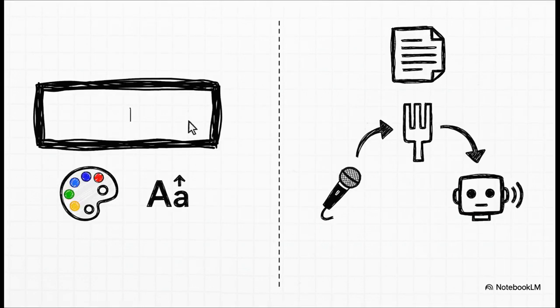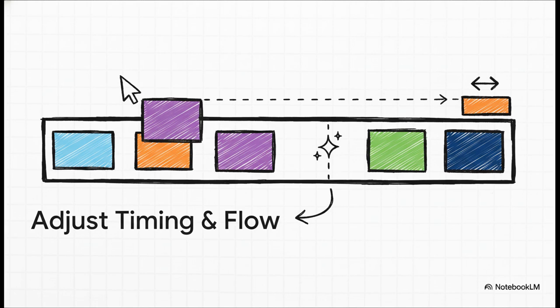The same goes for all the words. You can rewrite titles and text right on the canvas, change up the fonts, the colors. You get the idea. But you can also edit the voiceover script for every single scene. You can tweak the wording, have the AI regenerate the voiceover with a different voice, or, my personal favorite, just hit record and narrate it yourself for that personal touch.